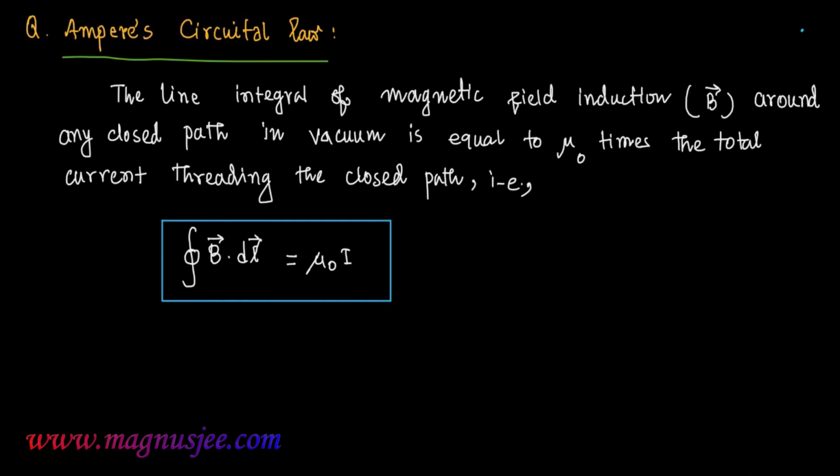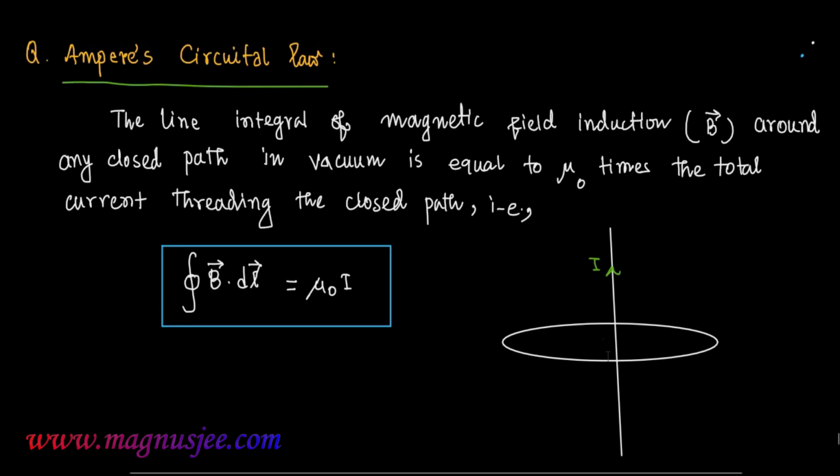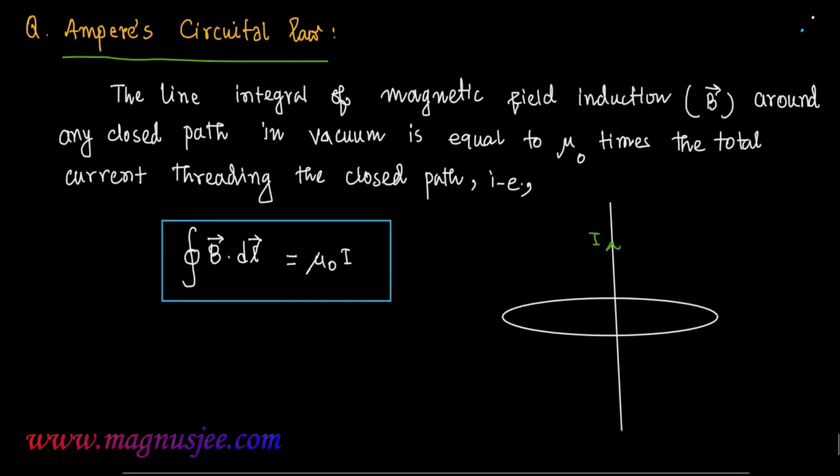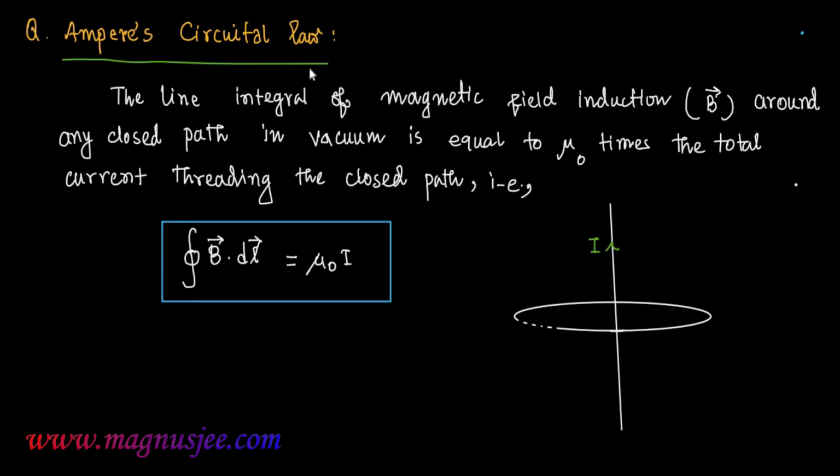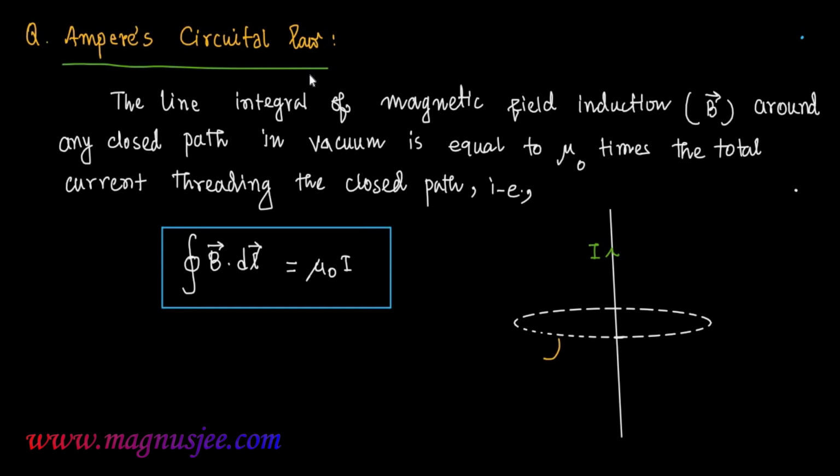Now we can consider a long straight conductor through which a current I is flowing, and around that straight conductor we can consider a circular closed path. This is the closed path around a long straight conductor, through which the current I is threading at right angle.